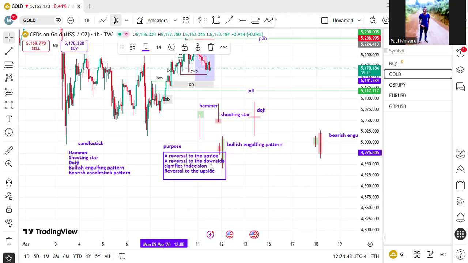Now this one, what does it do? It signifies reversal to the downside. Reversal to the downside.